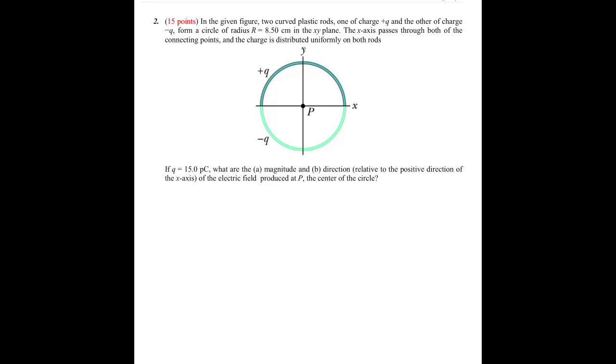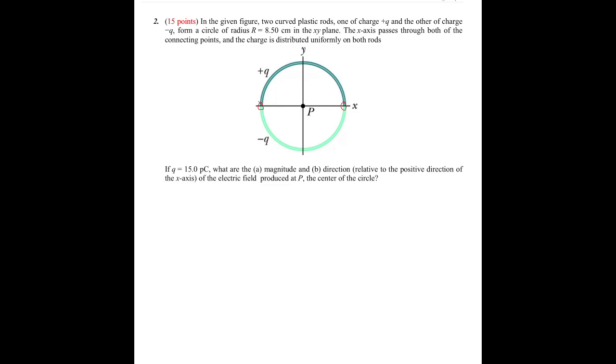Okay, this is the second problem of the practice exam. In this problem, we have two curved plastic rods. It is on the XY plane, so that the one curved plastic rod is on the positive side of the y-axis, and the other plastic rod, which is negatively charged, is on the negative side of the y-axis. The amount of charge on each rod is the same, but their signs are different.